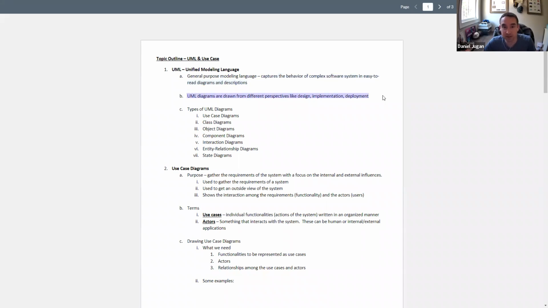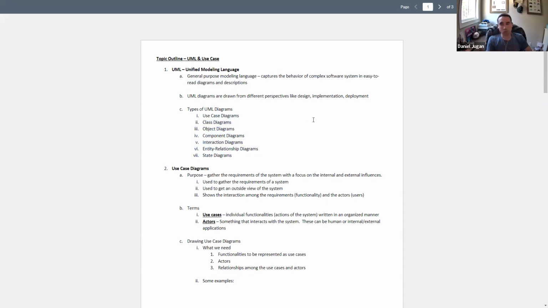And there's lots of different perspectives. There's lots of different types of these documents that help define different aspects of the software itself. Okay. So these are some types of UML diagrams. We're going to focus on use case diagrams. We will get into a lot of these others throughout the semester.